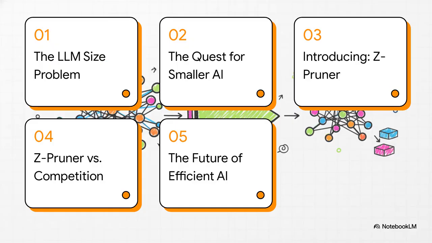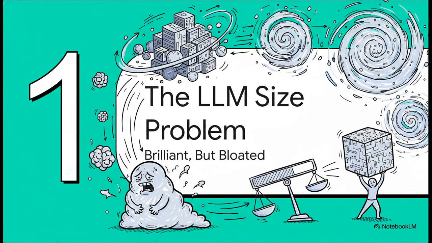So here's what we've got on tap. First, we'll break down this LLM size problem. What's the big deal? Then we'll look at the hunt for a smaller AI. After that, we'll introduce the star of the show, Z-Pruner. We'll pit it against the competition and then wrap up by talking about what all this means for the future of AI.